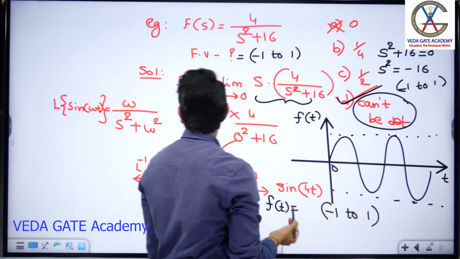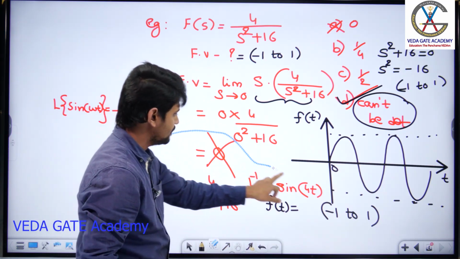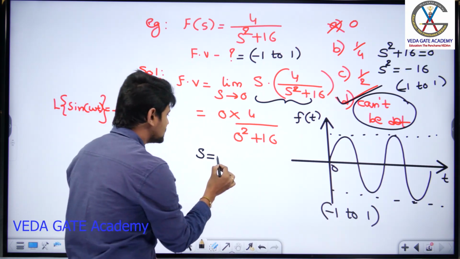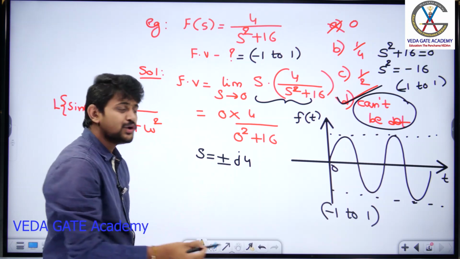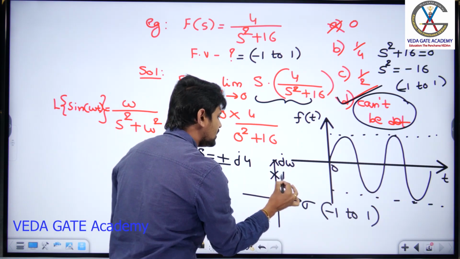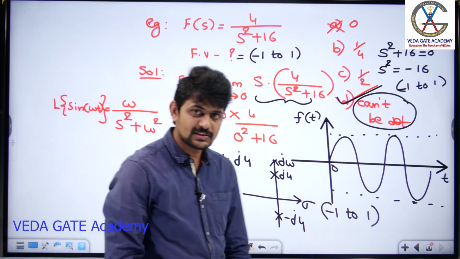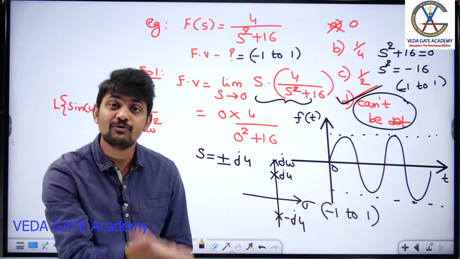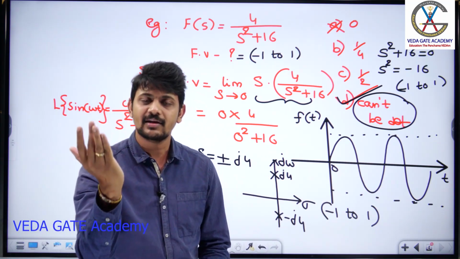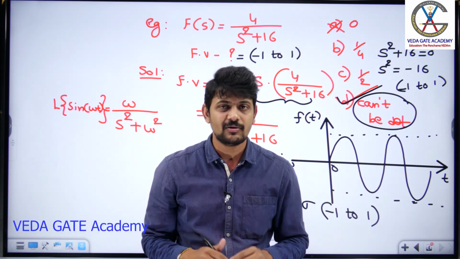So s equals root of minus 16, which is nothing but plus or minus j4. Am I right? Now if I locate these roots in the s plane, this is the real and imaginary axis. One is located at plus j4, another at minus j4. So can I say both the roots of this given function s into f of s lie in the left hand side or on the j omega axis? On the j omega axis. Whenever the roots lie on the j omega axis or in the right hand side of the s plane, the simple answer is that the final value cannot be determined.